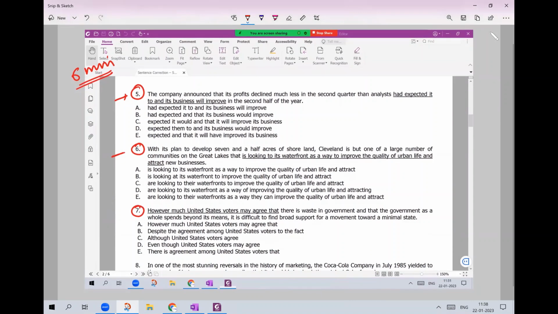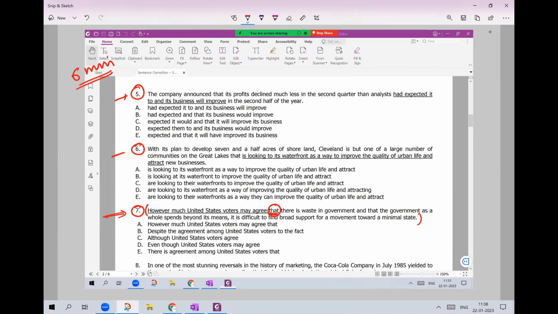In sentence correction, guys, without solving questions, it is very hard to understand the concept. Trust me. Till you don't know how to solve a question, it will be very hard for you to even understand the theory. So the first thing in sentence correction is never read only the non-underlined part. That will be a recipe for disaster. You have to read the entire sentence very properly. So when I read this entire sentence, I'm solving question number 7. However much United States voters may agree that there is a waste in government and that. So first of all, when I come down to this "that", however much United States voters may agree that.